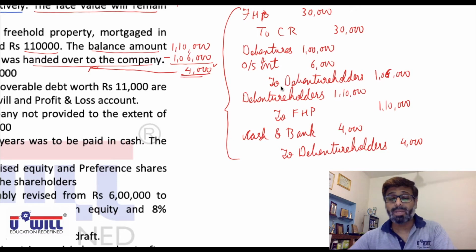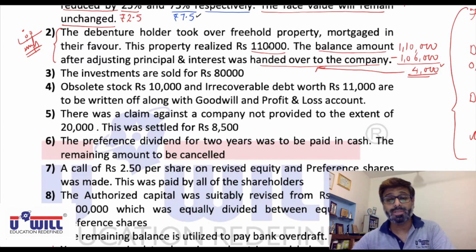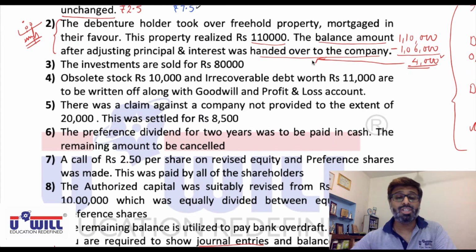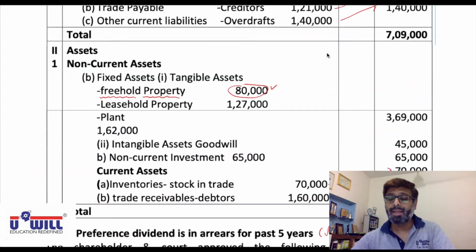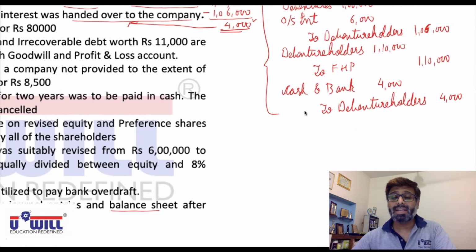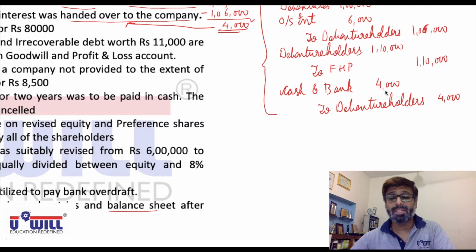An amount is payable to debenture holders. Credit the payable to debenture holders account 1,06,000. Now, what we are giving to debenture holders is this property of 1,10,000. So debenture holders are the receiver. Debit the receiver. Debenture holders account debit 1,10,000. Freehold property goes out. Credit what goes out, to freehold property 1,10,000. Now against 1,10,000, they adjust their principal and interest of 1,06,000, this 1 lakh plus 6,000, and the balance amount of 4,000 they hand back to the company. So cash comes in, debit what comes in, cash and bank account debit 4,000. Debenture holders are the giver, credit the giver, to debenture holders account 4,000.